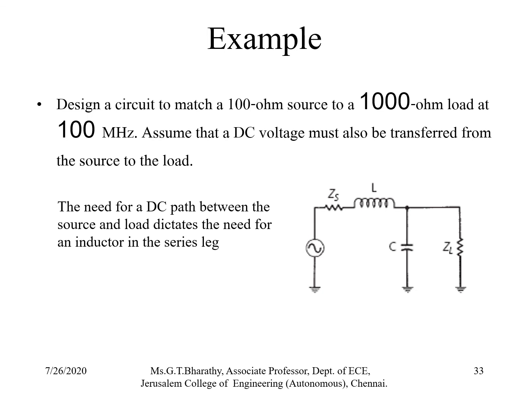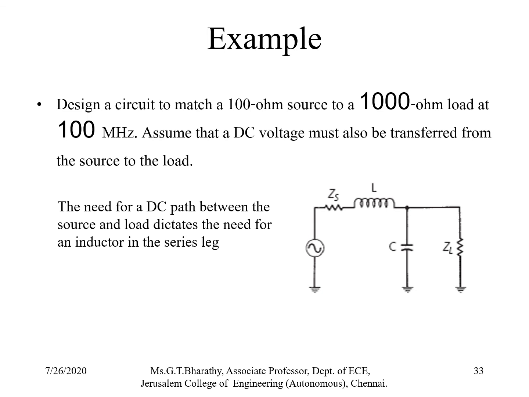So now let us see a problem of how to design a matching network. The question here is: design a circuit to match a 100 ohms source to a 1000 ohms load at a frequency of 100 megahertz. Assume that a DC voltage must also be transferred from the source to the load.